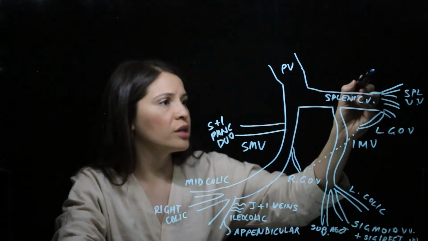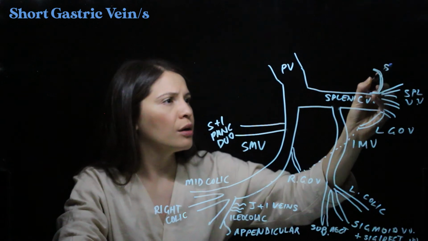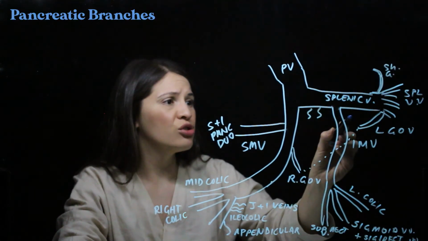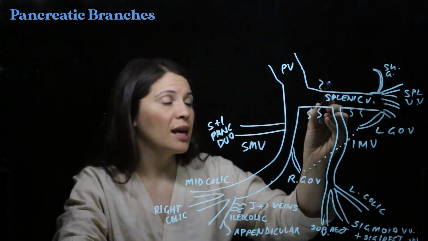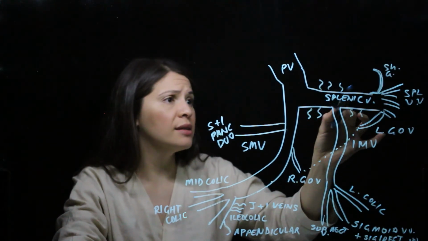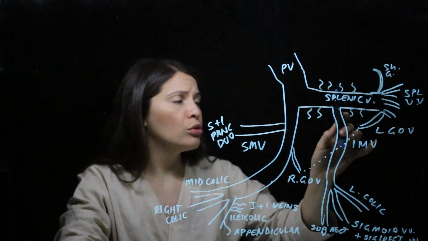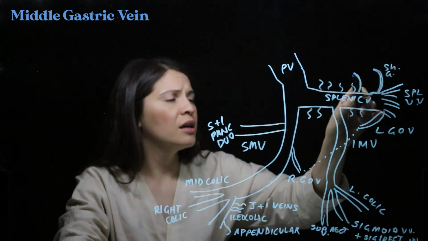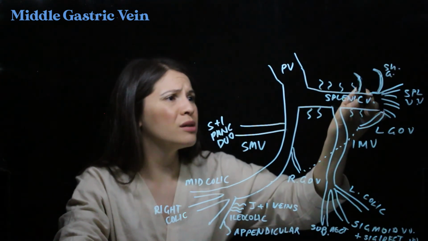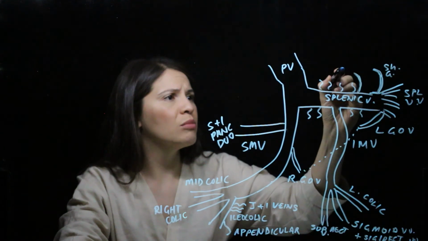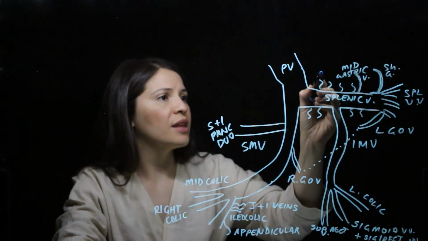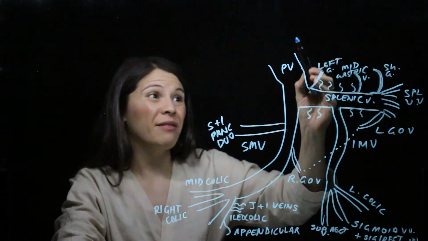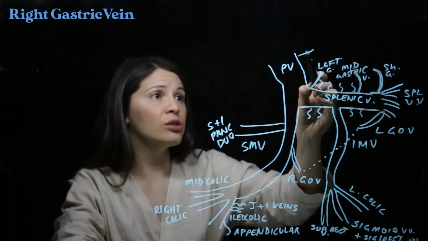We have the short gastric vein draining in here, short gastric. You also have pancreatic branches draining directly into the splenic vein. So keep in mind the splenic vein runs behind the pancreas, posterior to the pancreas. You'll also have the middle gastric vein running in here. So we didn't have a middle gastric artery, we had a posterior gastric artery. So that's the middle gastric vein. You have the left gastric vein draining in. You have the right gastric vein going directly into the portal vein.